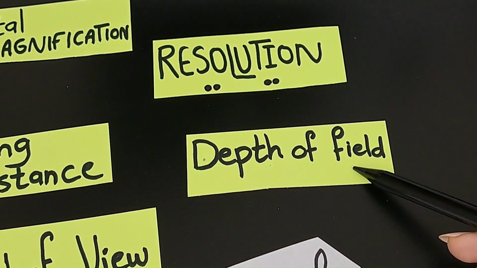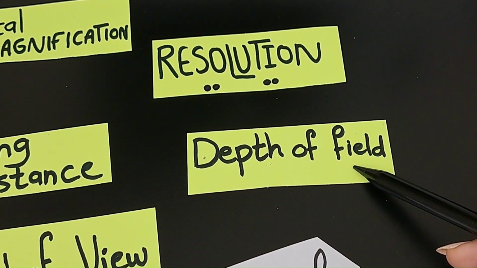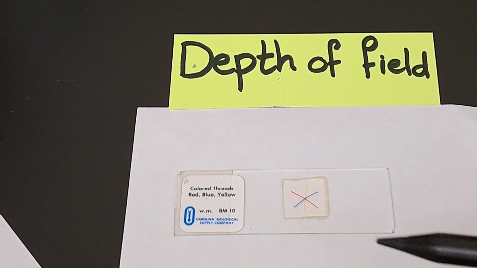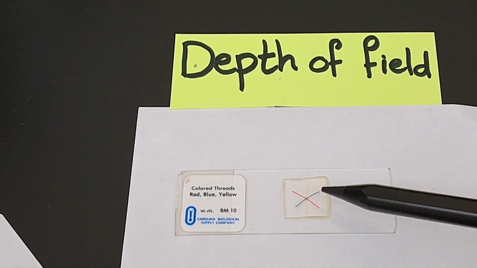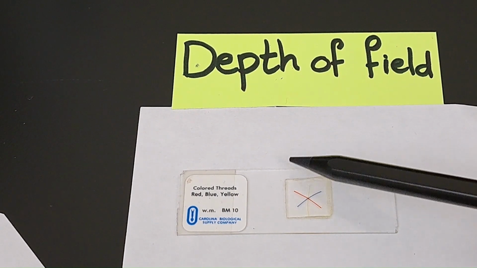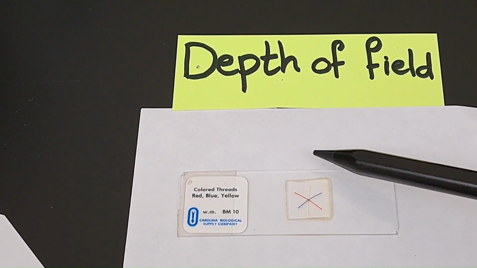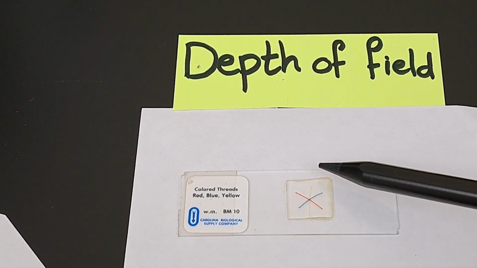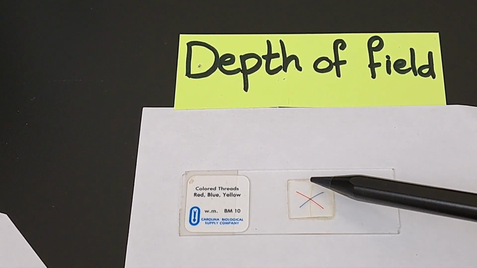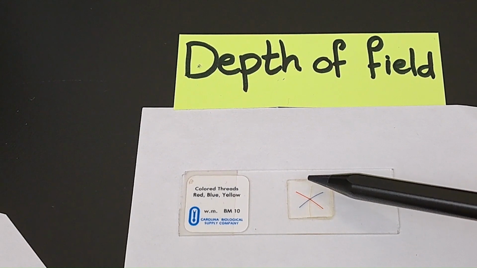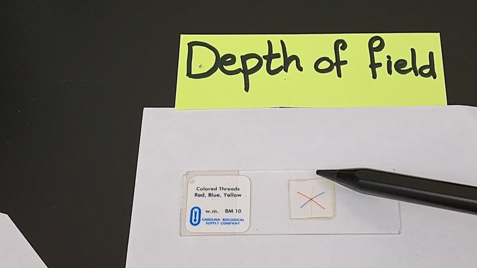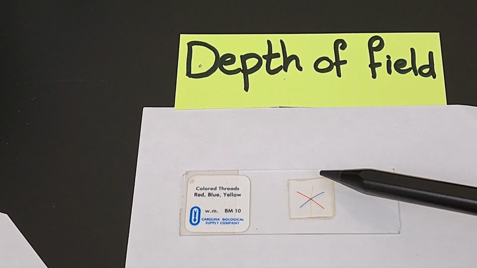Moving to the depth of field, which is the depth through which the specimen is clearly in focus. If we examine the colored thread slide, here we have a yellow, blue, and a red thread. At 4x, we will be able to see all three threads in focus at the same time. Whereas if we examine the same slide at 10x or 40x, we will only be able to see one of the threads in focus. Why? Because the depth of field will decrease as the magnification increases.